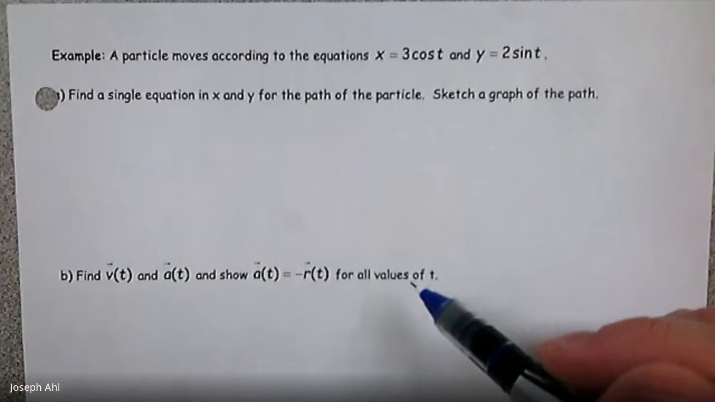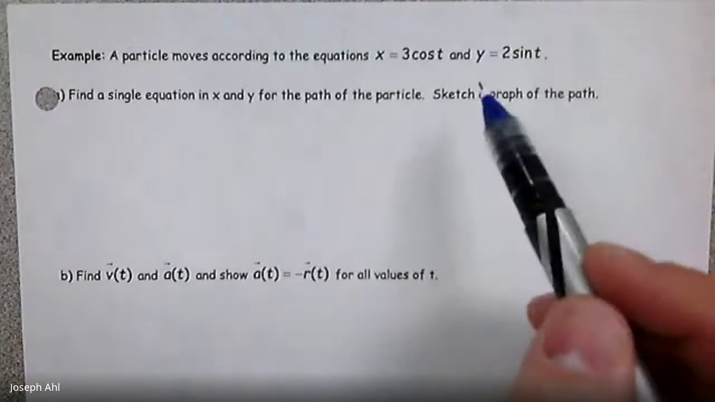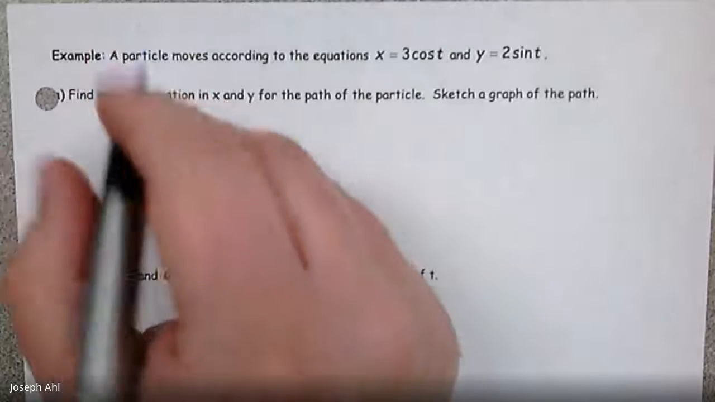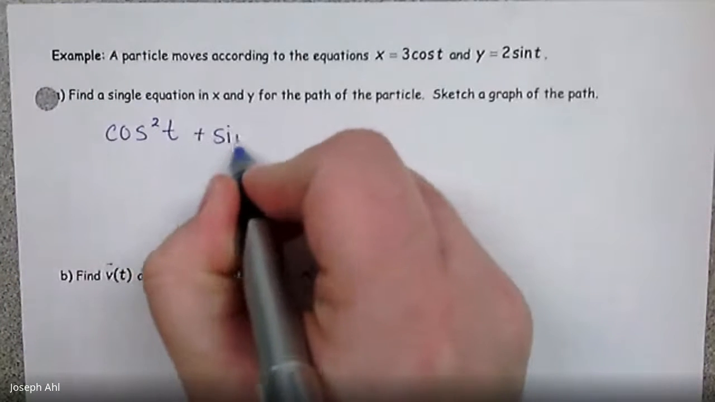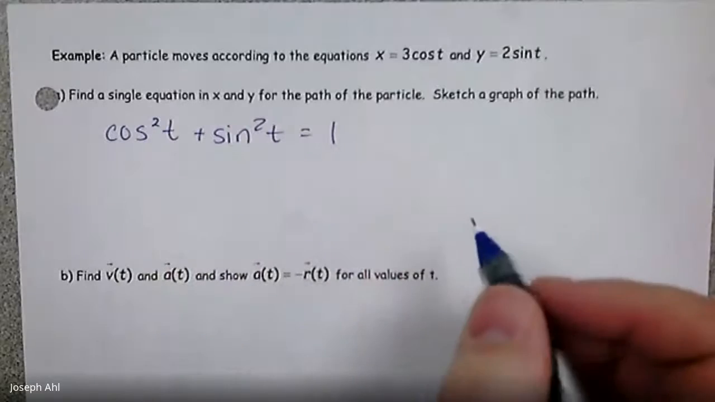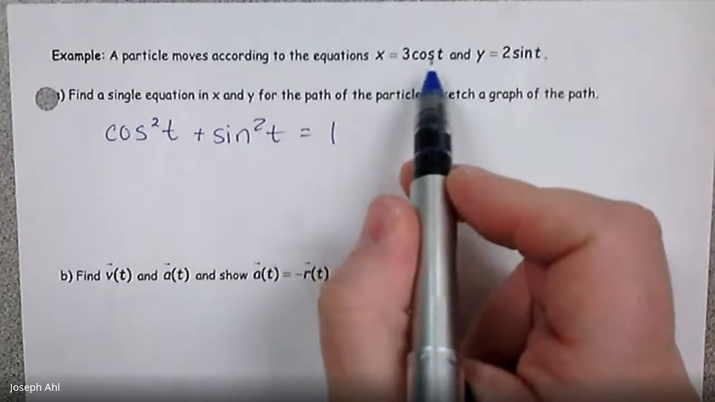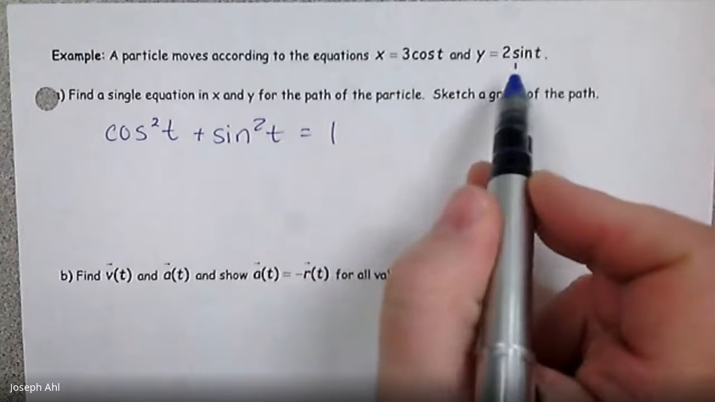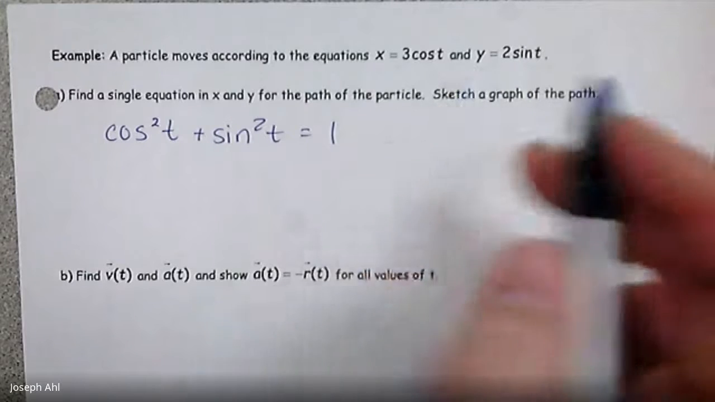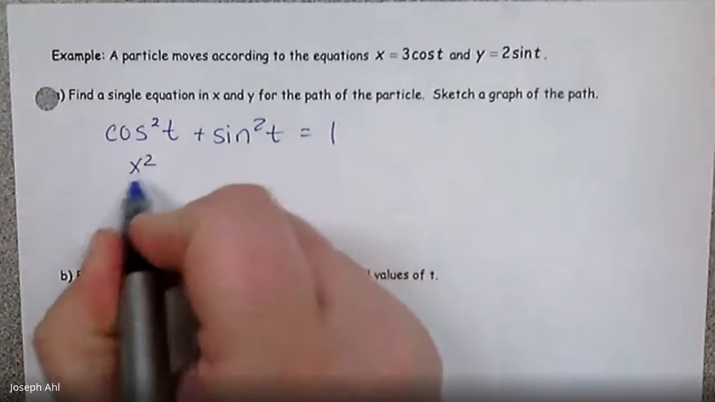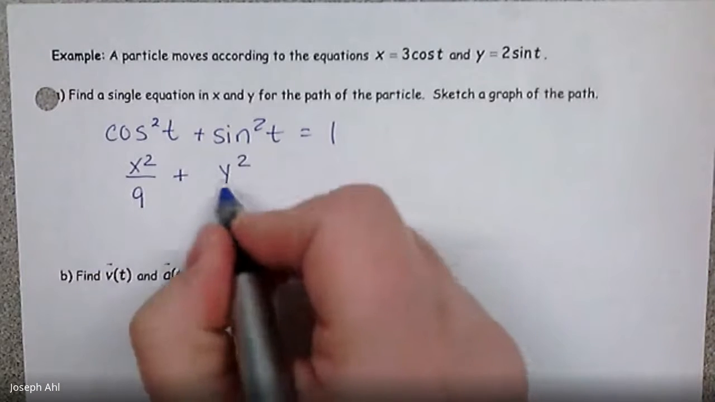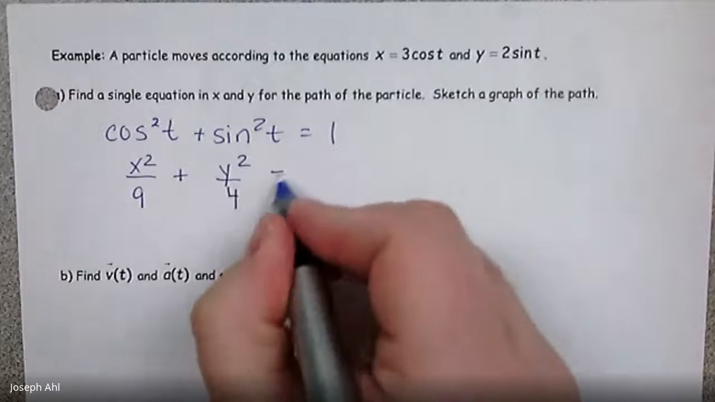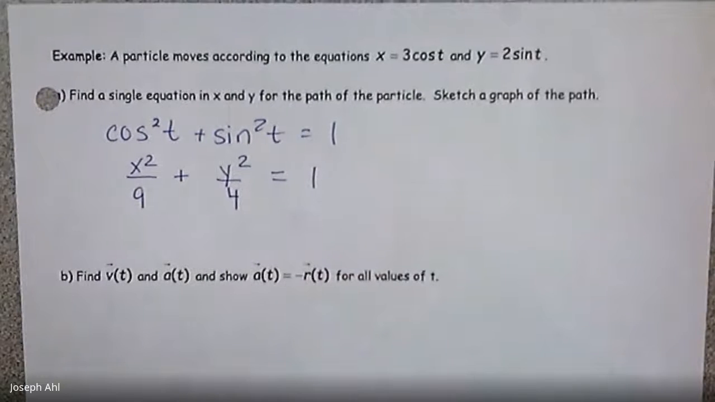Well, you've done examples like this before where we eliminate the parameter t, and it really comes from remembering the Pythagorean identity that cosine squared plus sine squared is 1. So if we know that identity, well, cosine of t would be x over 3 and sine of t would be y over 2. So x over 3 squared would become x squared over 9 plus sine squared would be y squared over 4, right? Y over 2 squared. And that would equal 1.